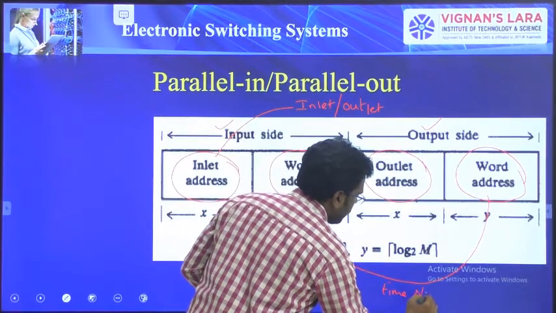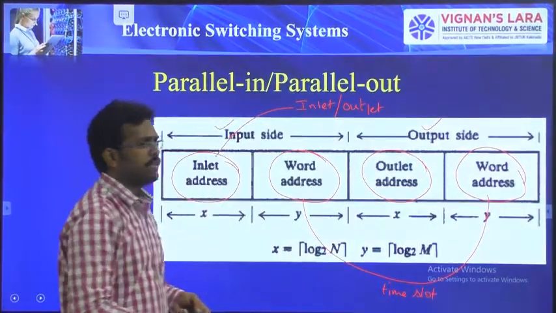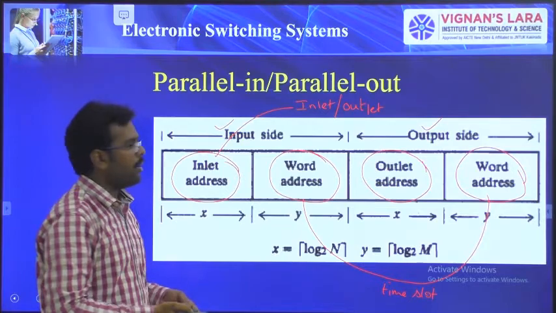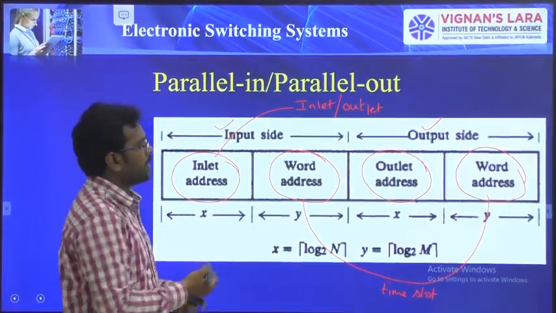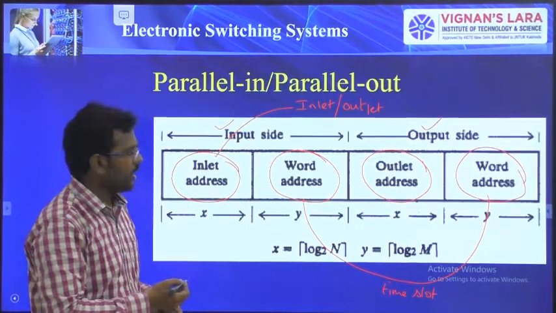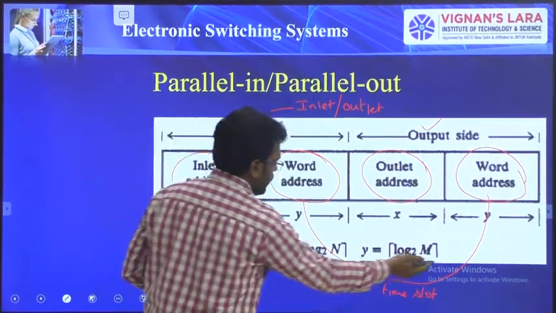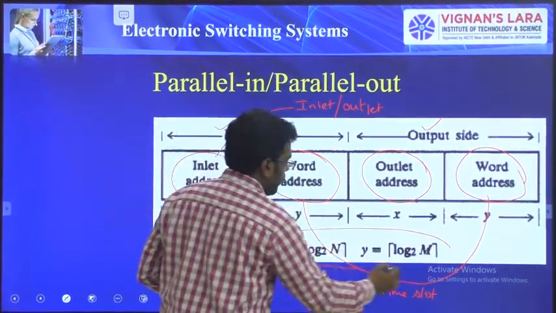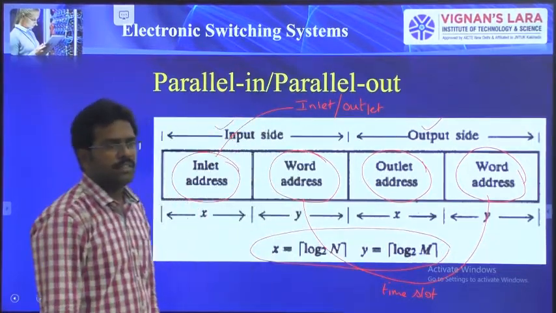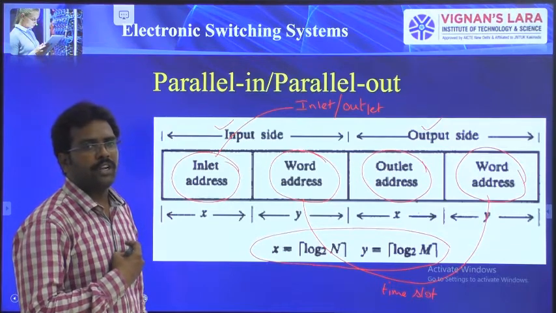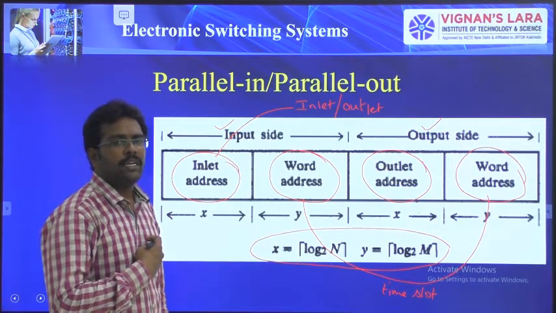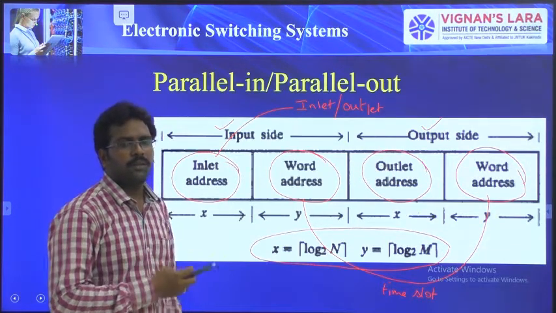To select a time slot, we use this word address, and to select the inlet-outlet pair, we use this inlet address and outlet address. So this data is stored inside the control memory. This is the size of this control memory word. This is about the operation of parallel configuration in case of the time multiplex time switch. Okay. Thank you.